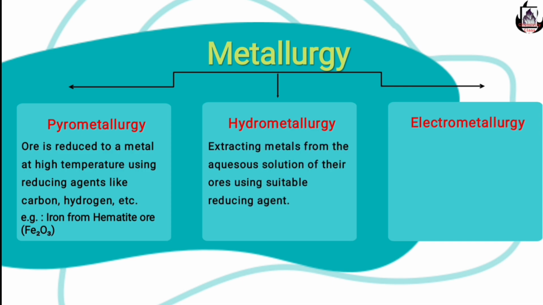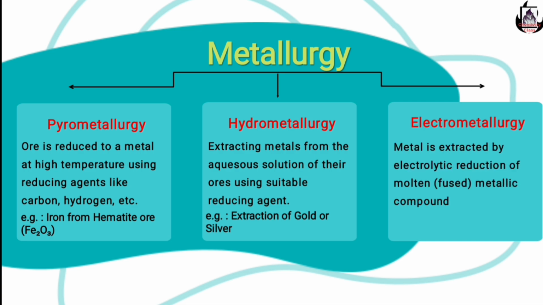In hydrometallurgy, metals are extracted from aqueous solutions of their ores using suitable reducing agents. We can extract pure gold and silver using hydrometallurgy. In electrometallurgy, metal is extracted by electrolytic reduction of a metal or fused metallic compound. Using electrometallurgy, we can extract aluminium from bauxite ore.